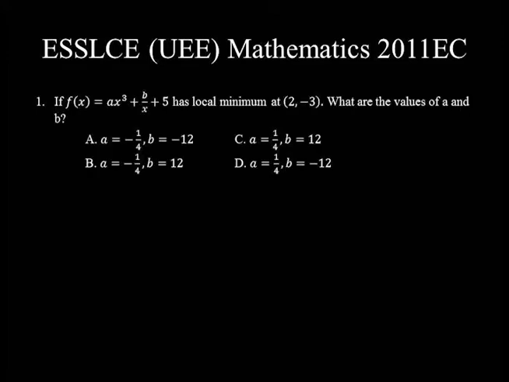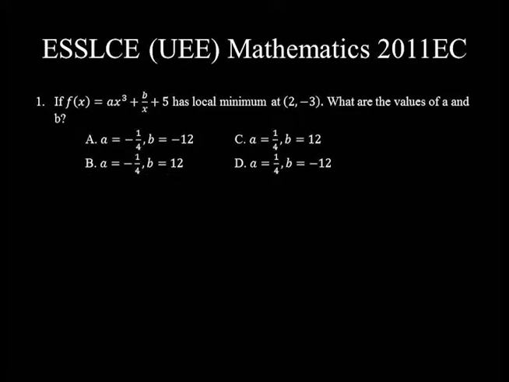Welcome to this lesson 8, which encompasses question number 1 to question number 13 of ESSLCE or University Entrance Examinations of the year 2011 Ethiopian calendar. Question number 1. If f of x is equal to ax cubed plus b over x plus 5 has a local minimum at (2, -3), what are the values of a and b?